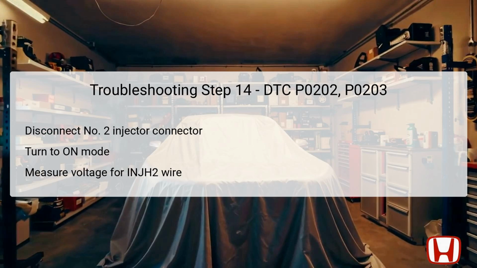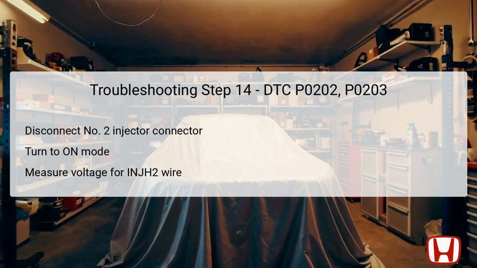In this troubleshooting step, begin by disconnecting the number 2 injector connector once more to allow separate testing. Turn the ignition to on mode to power the respective circuits within the engine management system. Measure the voltage across the designated test points for the INJH2 wire to see if power flows correctly from the PCM. This test is vital to ascertain if there's any misplaced power that could short-circuit the wiring.